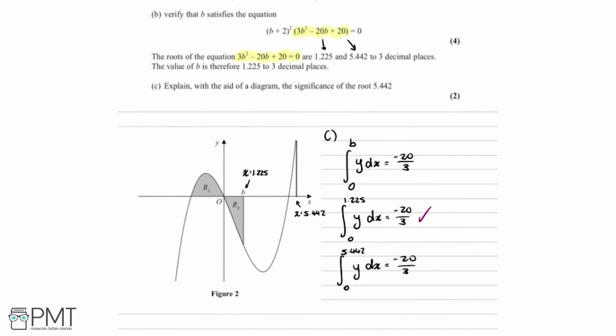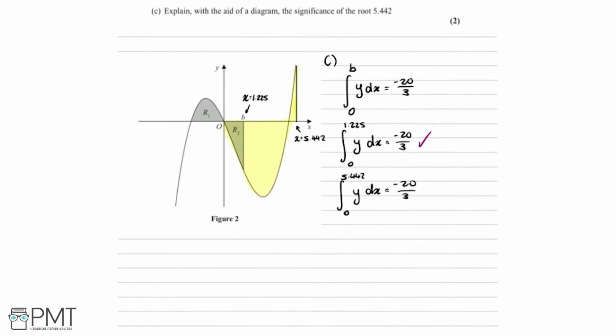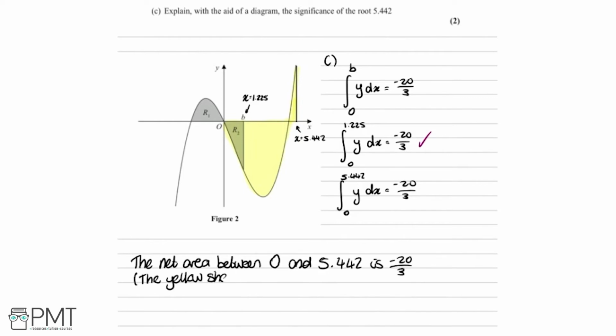So I'm just going to shade this area to make it clearer. So we've got this yellow area here. So when we're integrating, because this area is positive and this area is negative, the net area is also minus 20 over 3. So to get the marks, we need to sort of write this succinctly. The net area between 0 and 5.442 is minus 20 over 3. So brilliant. So now this statement also makes sense to us.